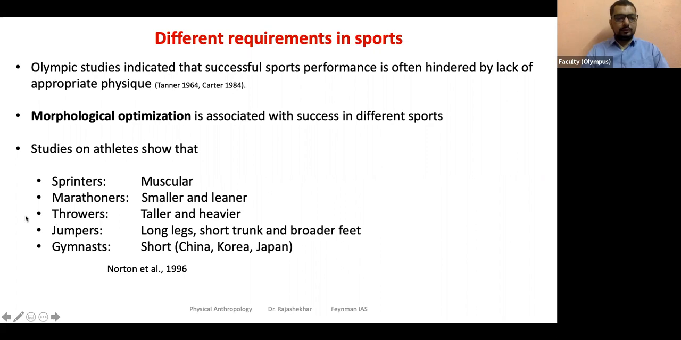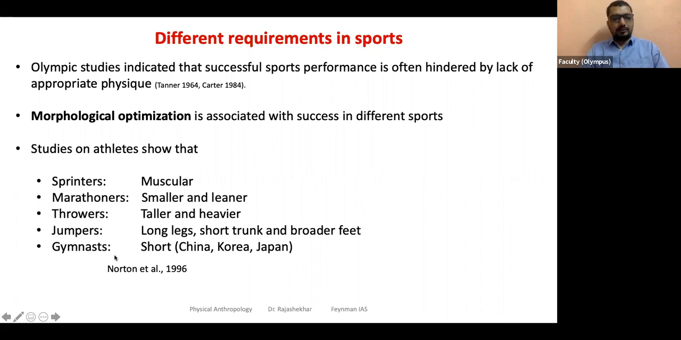And the throwers need to be taller and heavier because they have to carry enough weight and push enough weight. So these people have to be taller and heavier. We notice that in somatotyping also, I have placed them into different categories. So people with the body build of tall and heavier bodies are suitable for games which require enough strength to throw things.